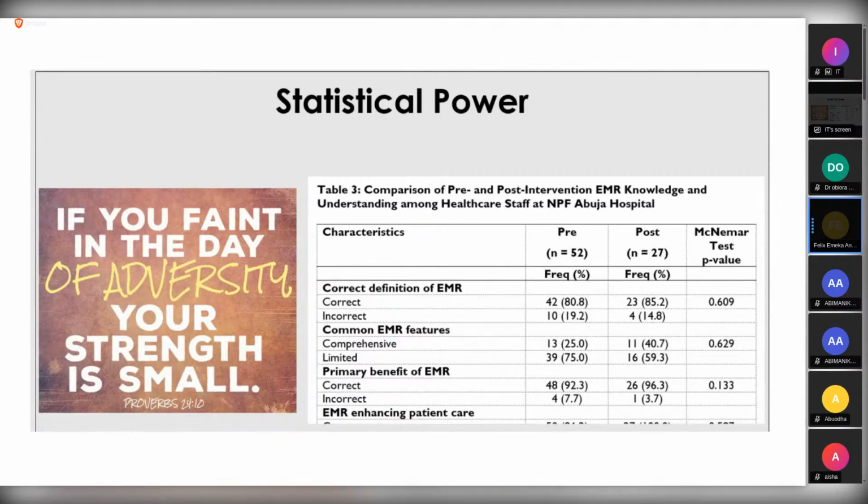So when we were doing the training, for the pre-test, 52 people filled. But after the training, only 27 filled, which is far lower than the number that filled the pre-test. So because you're checking for differences in paired data between pre and post, the test of significance to use is called McNemar. All right. This also applies if you're checking for differences in means.